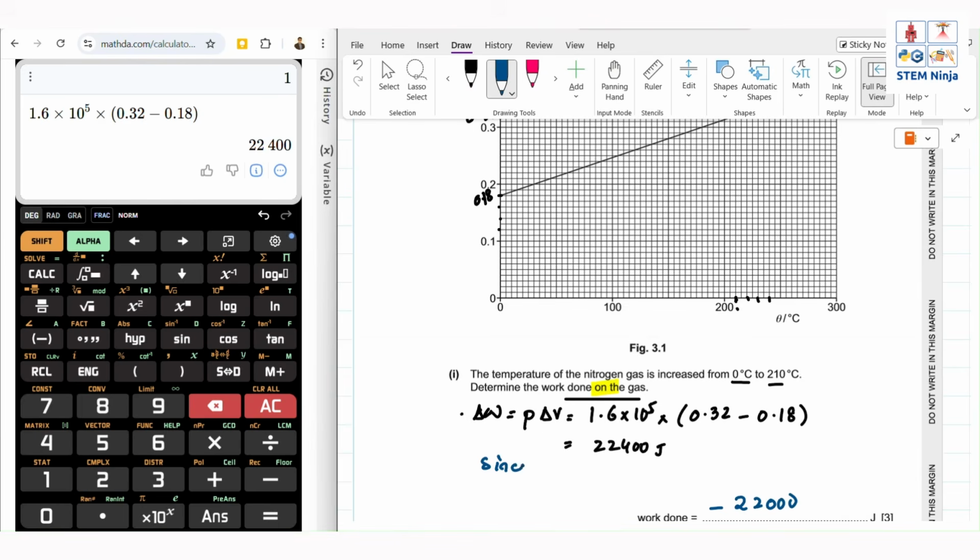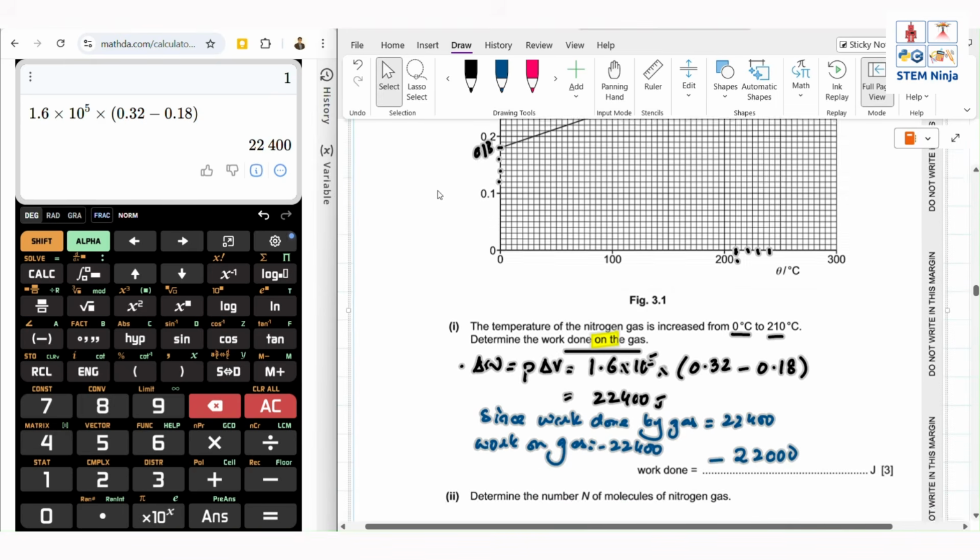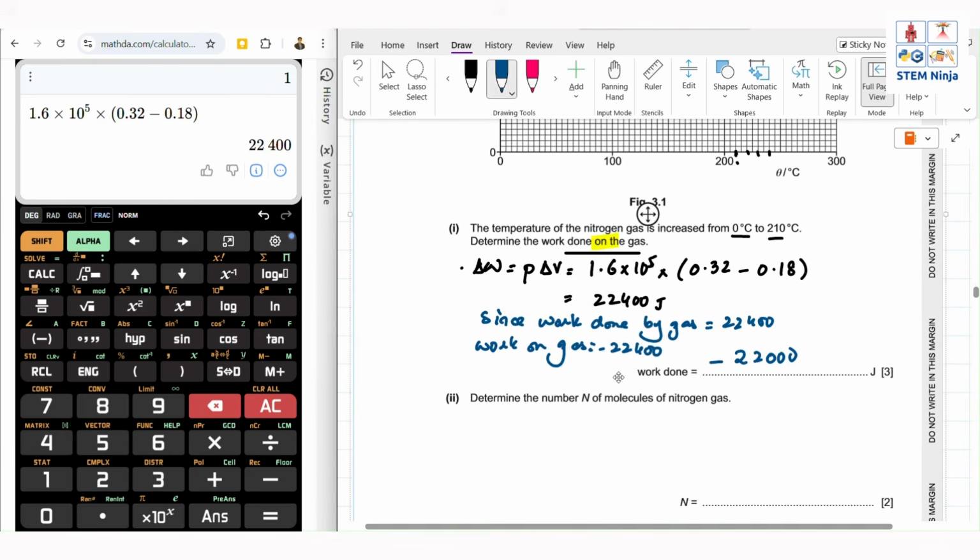Since work done by gas is equal to 22,400, work done on gas is going to be minus 22,400. So there are two different terminologies. Okay, now determine the number n of molecules of the nitrogen gas.